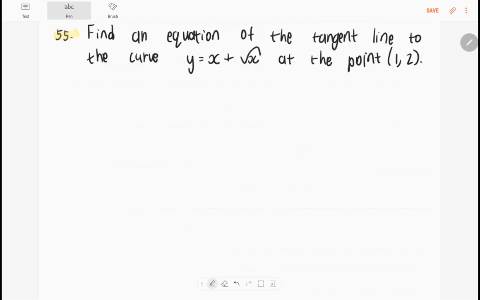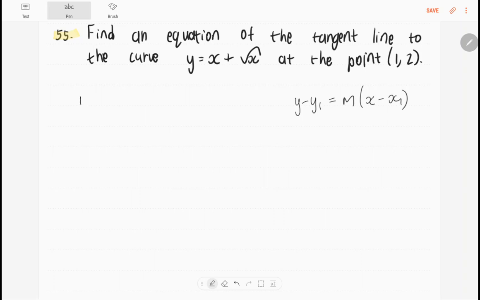We are now looking at number 55, and it says find an equation of the tangent line to the curve y equals x plus root x at the point 1, 2. So in order to find the equation of this tangent line, we definitely need the gradient of the tangent line at the point 1, 2. And then we can take this point and the gradient and substitute it into the equation y minus y1 equals m times x minus x1 to find the equation of the tangent line.